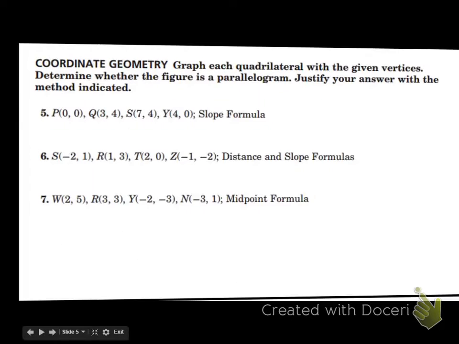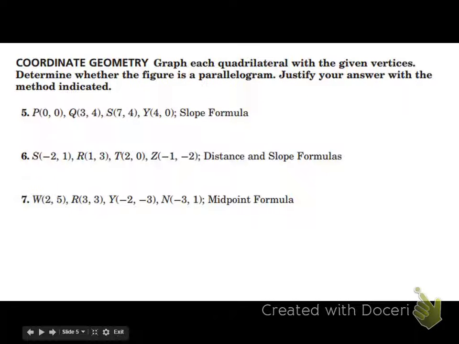Take a look at these examples. Graph each quadrilateral with the given vertices. Determine whether the figure is a parallelogram. Justify your answer with the method indicated.